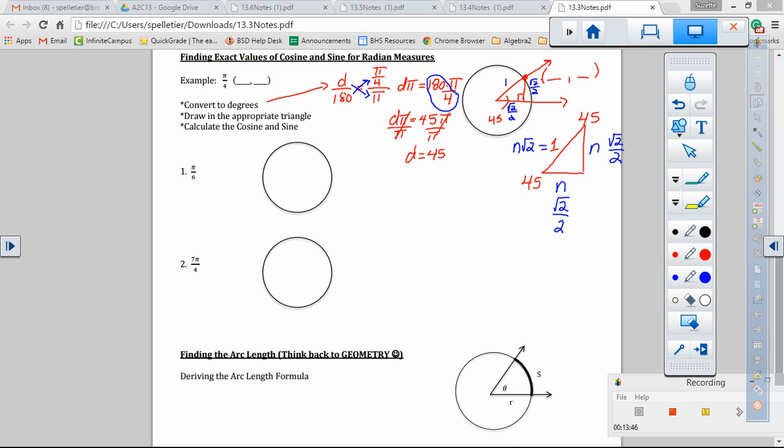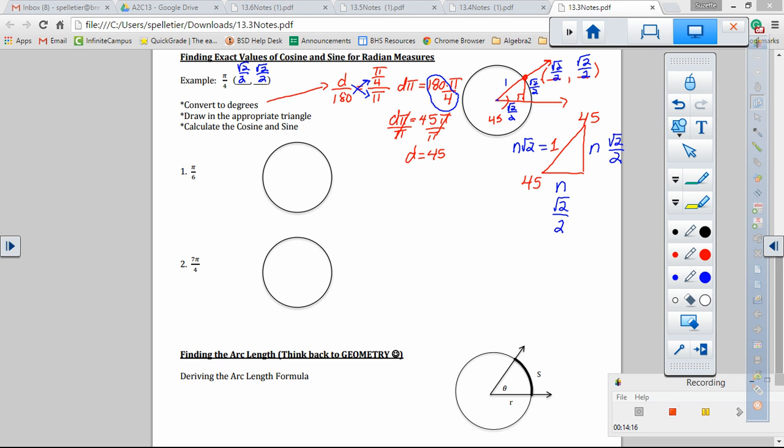And so if I wanted to know what that measure was up here, I would go from the origin, right? When you're trying to get to this point, you do your x-coordinate first. So I went over this distance, which is the square root of 2 over 2. And then I went up that distance, which is square root of 2 over 2. So the cosine is the square root of 2 over 2. And the sine is the square root of 2 over 2.